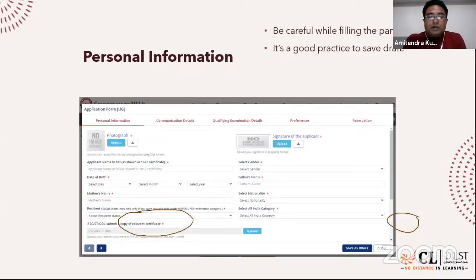Then you have to select your date of birth from the drop down. You have to input your father's name and your mother's name. You have to select your nationality, so that will be Indian from the drop down. Now, from here onwards, there are few things which you need to take care of.